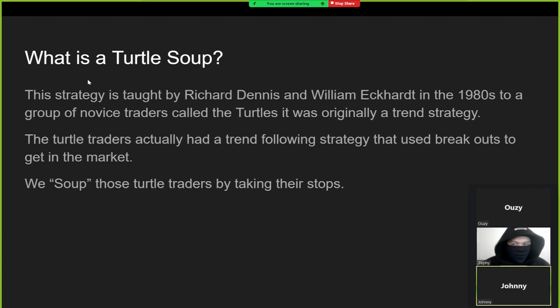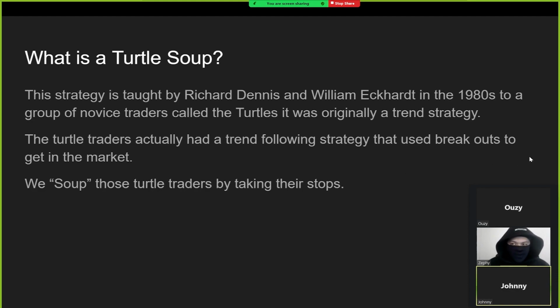You guys might be wondering, what is a turtle soup? Well, it is a strategy that was taught by Richard Dennis and William Eckhardt in the 1980s to a group of novice traders called the turtle traders. It was originally a trend strategy. The turtle traders actually had a trend following strategy that used breakouts to get in the market. We soup those turtle traders by taking their stops, bro.